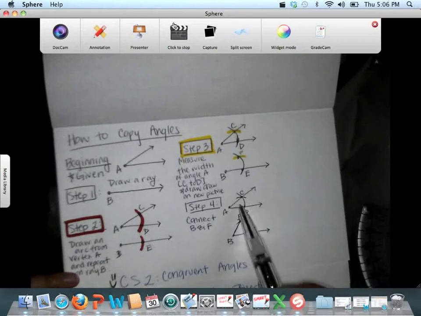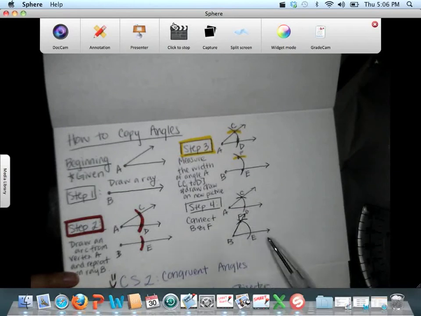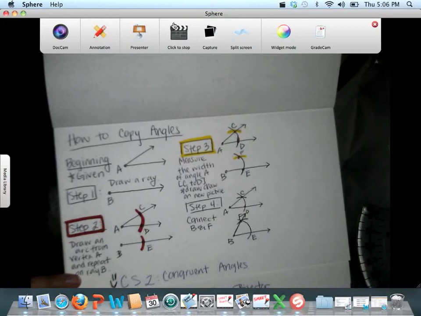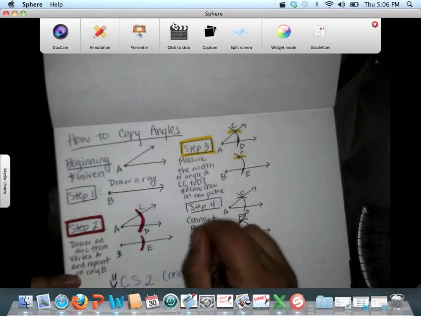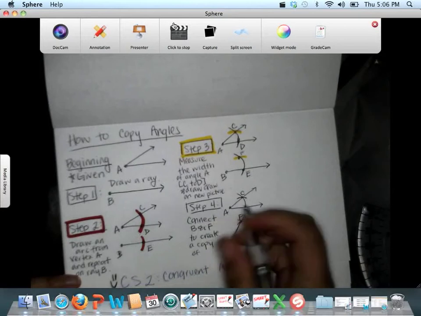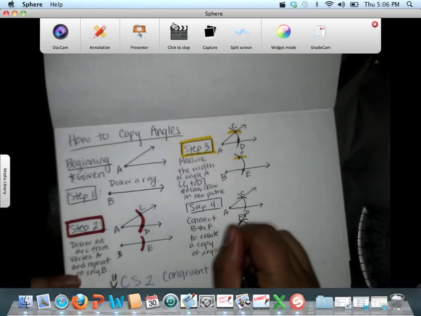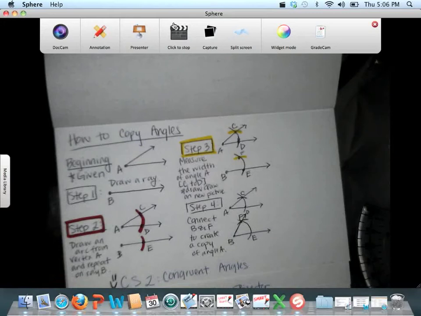So if this was a 30-degree angle, so would this one. If this was a 60-degree angle, so would this one. So they would end up being exactly the same size. I realize that mine's a little off, but you get the gist, that it's copying the angle. So you create a copy of angle A. Alright, so those are the 4 steps.